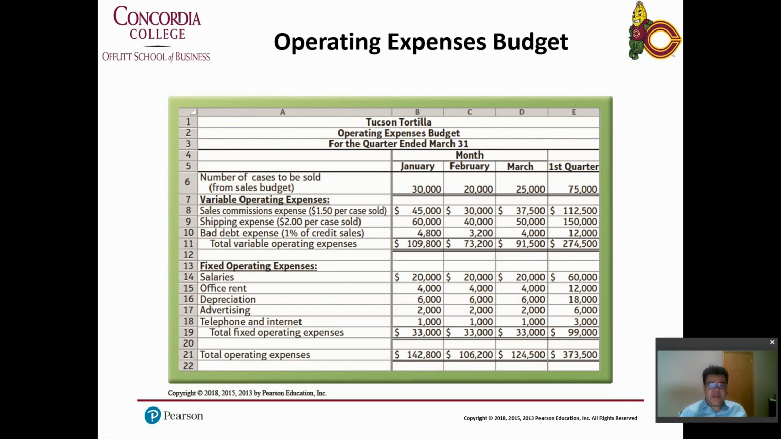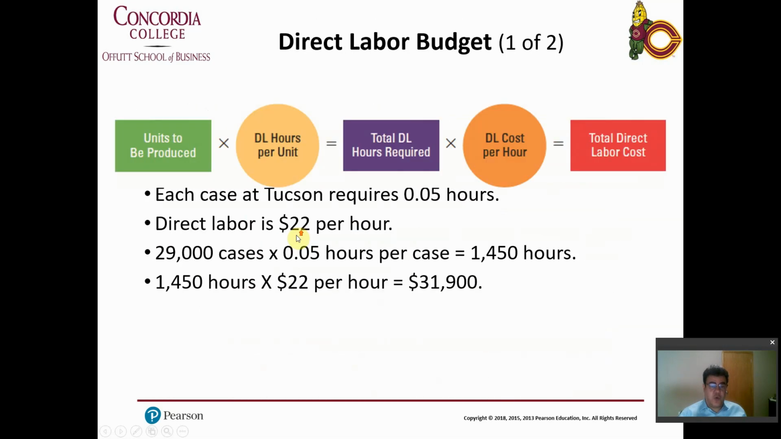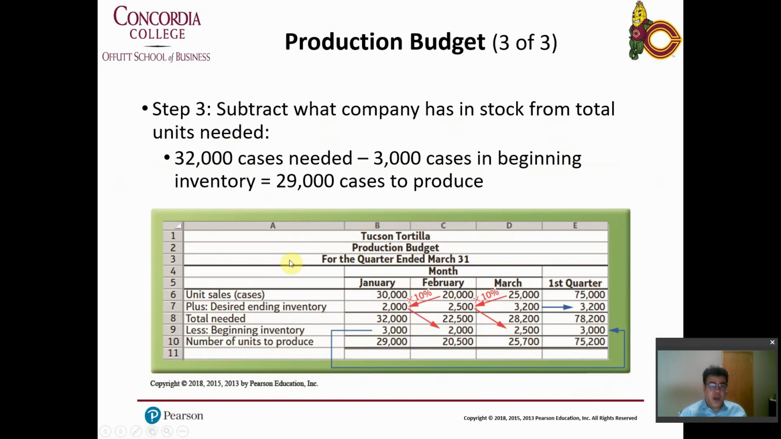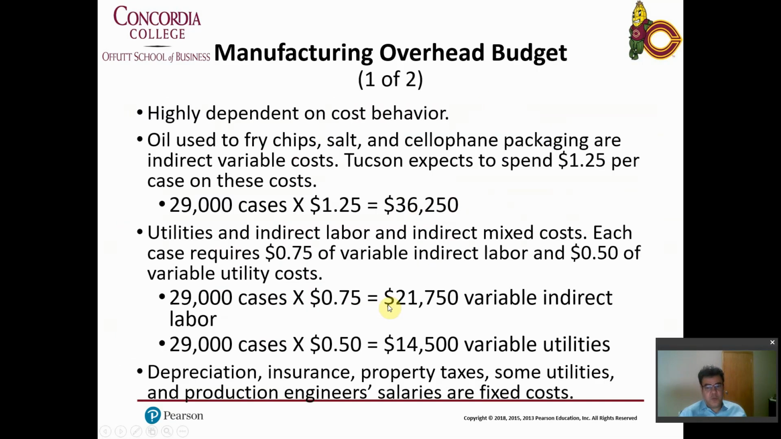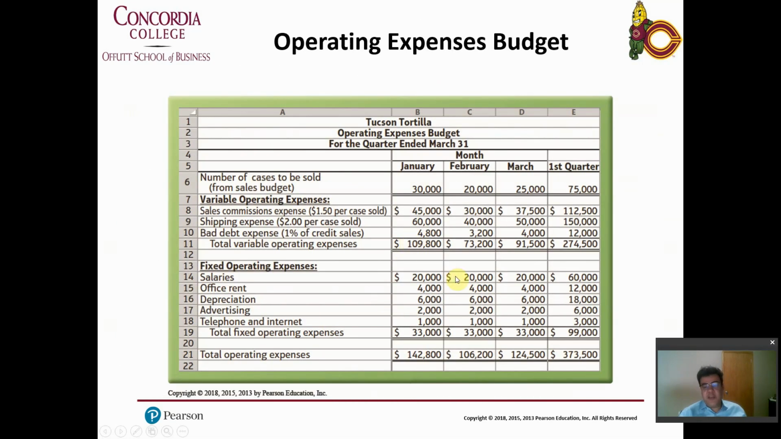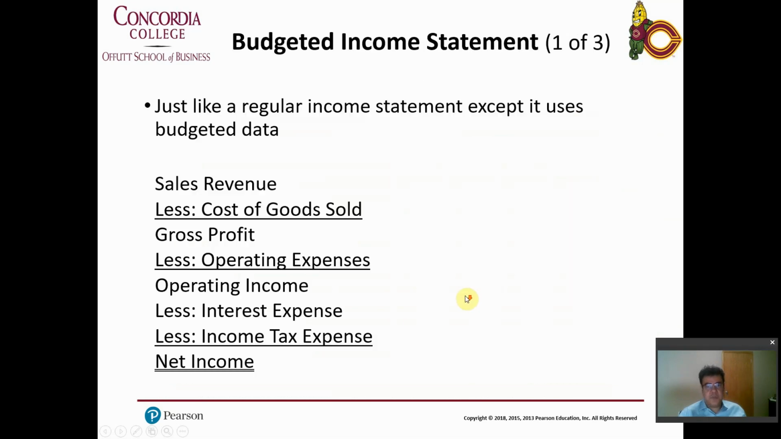Operating expenses, exactly the same. We have here our variable operating expenses: sales commission 1.5, shipping expense $2, bad debt expense 1% of credit sales. So we go back here to our credit sales, and 1% will be bad debts. So it will be here bad debts, and fixed exactly the same as the fixed costs.